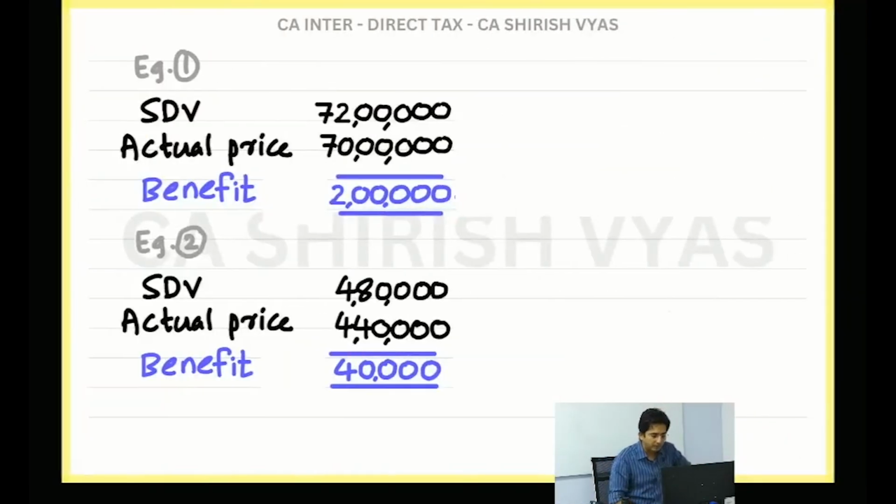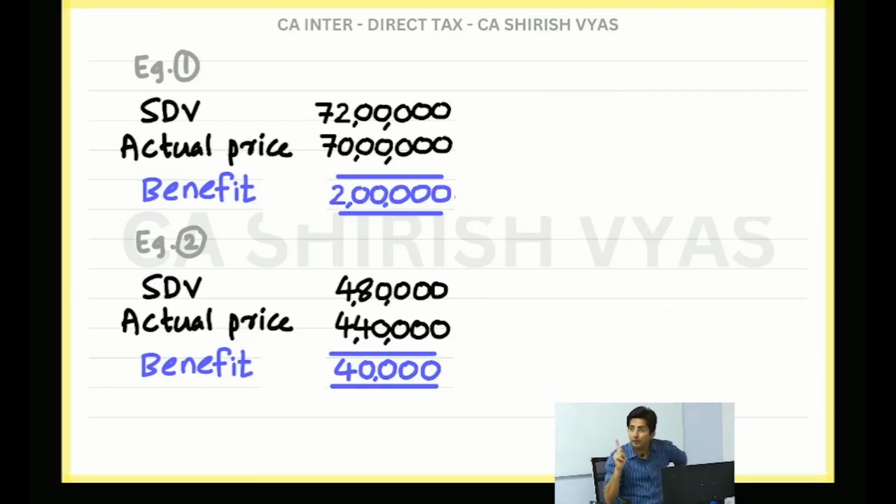So try this example. Let me see whether you are able to try. In example 1, assume immovable property has a stamp duty value of 72 lakhs, and I paid 70 lakhs. 2 lakh. Tell me why I am calling this a benefit. It is a benefit only. Whenever you buy something cheap at a low price, how happy you feel. So it's a benefit. Now if this benefit is small, exempt. If it is big, taxable. But for that the benchmark is that formula.